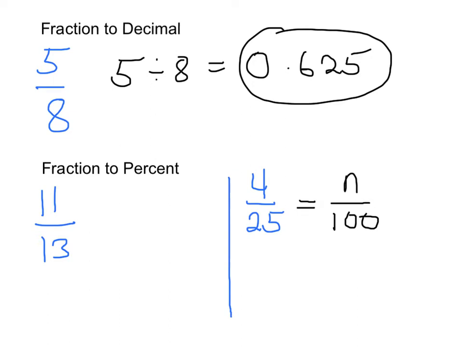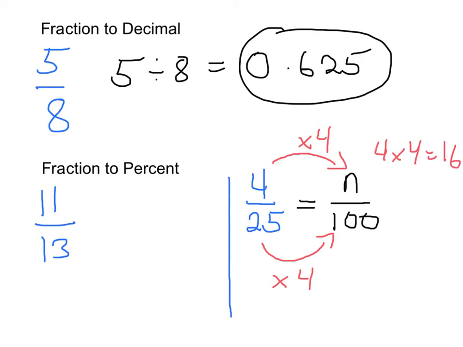All I'm going to do is figure out what I multiply 25 by to get to 100. 25 goes into 100 how many times? 4 times. Perfect. So 25 times 4 is 100, which means I also have to multiply 4 times 4 to figure out what n is. 4 times 4 is 16. So n is 16. Okay? And so my percentage then, my final answer, is 16%.